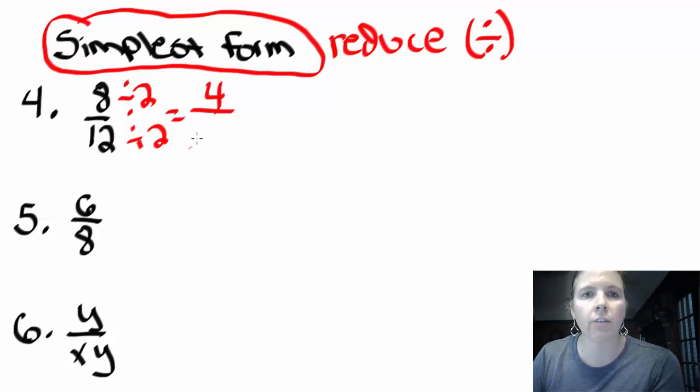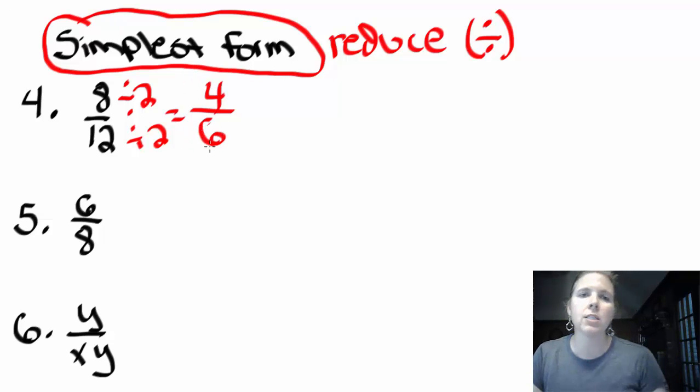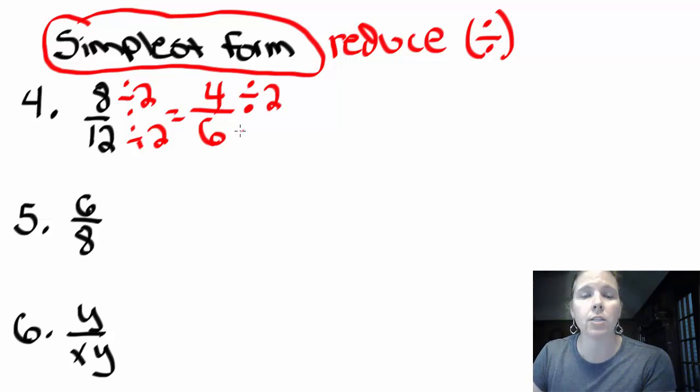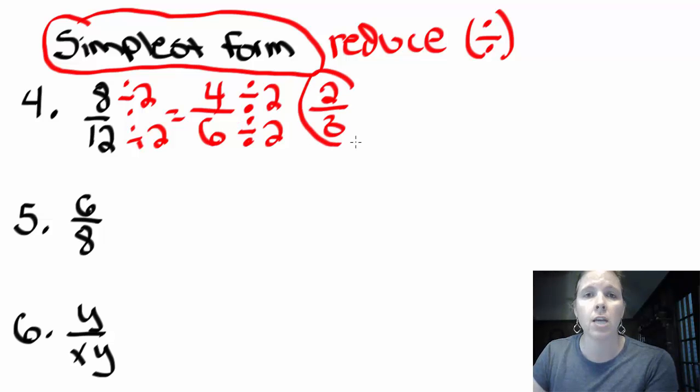Okay, so 12 divided by 2 is 6, so you can get 4/6, but you can still reduce this more, so it is not in simplest form. So you divide by 2 again, because 2 goes into both of them again. It has to be the same number. 4 divided by 2 is 2, 6 divided by 2 is 3, so 2/3 is what you would reduce that to.